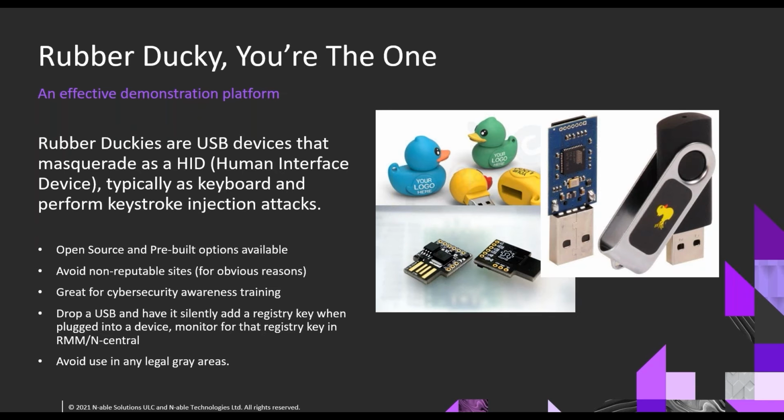Have it so it writes a registry key value silently to their computer, and then use RMM or N-central to look for that registry key, to look for when it shows up. That way, whenever it shows up, you're able to just pick up the phone and call them within 15 minutes of them picking up this strange, weird USB key they've never seen and plugging it into a company resource. That is a security faux pas. That is not something you're supposed to do. That is a big liability. All kinds of things can happen because of that.